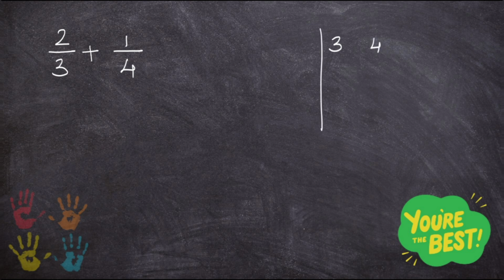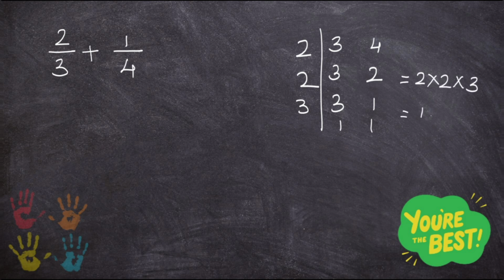Over here, you must already be knowing how to find the LCM. So 4 is divisible by 2. So it will be 3, 2, 2, 3, 1 and 3, 1, 1. So LCM over here will be 2 into 2 into 3, which will be nothing but 12. Okay, so this is the LCM I got. So now what am I going to do?